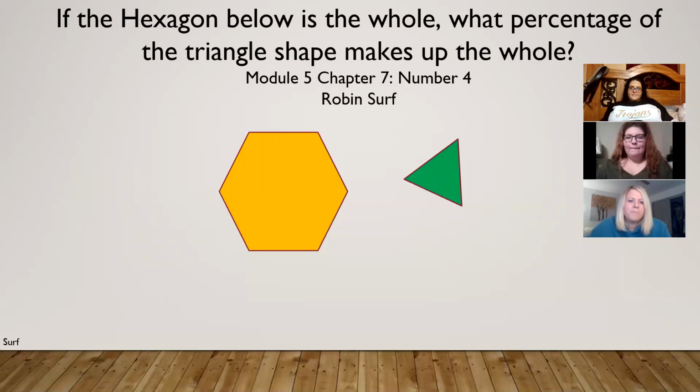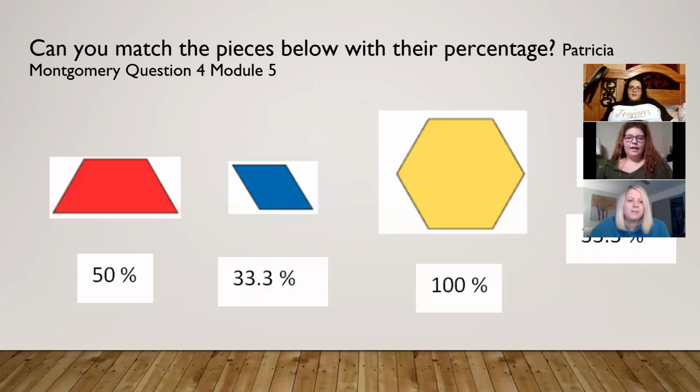Okay, so basically what this question is asking us is how many triangles fit inside the hexagon. What we can do is use lines to divide the hexagon into 6 equal parts. Now that the hexagon has been divided into 6 triangles, we know that one of those triangles will be 1 out of 6 or 1/6. When you work your decimal conversion, this is 17% of the hexagon. Pretty good. Perfect. Thanks. Nice.